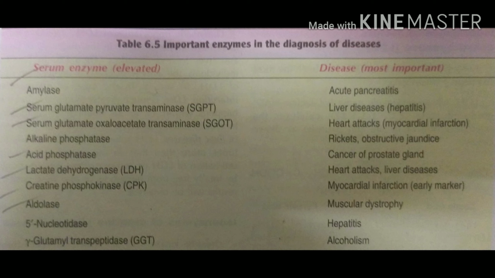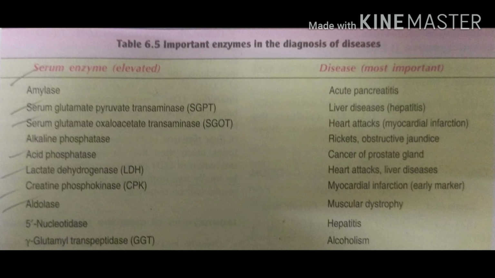Fourth enzyme is alkaline phosphatase, used to diagnose rickets and obstructive jaundice. Fifth enzyme is acid phosphatase, used to diagnose cancer of the prostate. Sixth enzyme is lactate dehydrogenase, used for the diagnosis of heart attack and liver disease. The seventh enzyme is creatine phosphokinase, used for the diagnosis of myocardial infarction and as an early marker for myocardial infarction. Number 8 enzyme is aldolase, used for the diagnosis of muscular dystrophy.